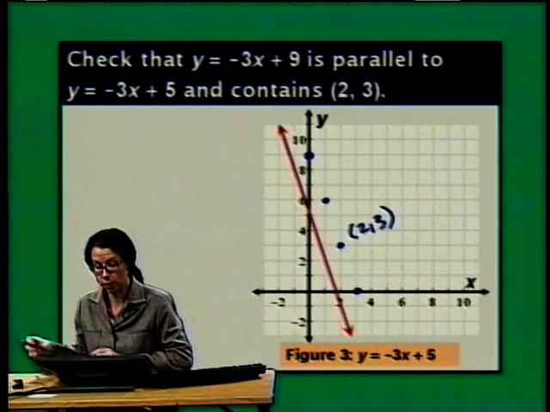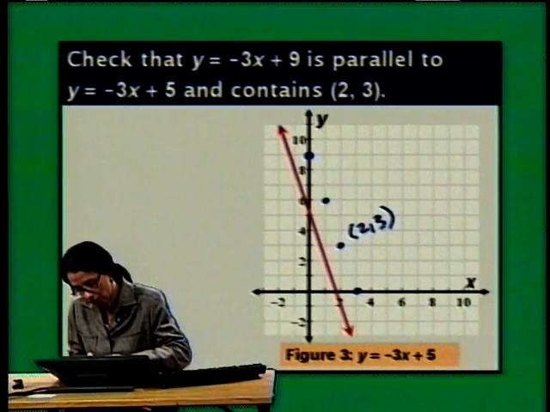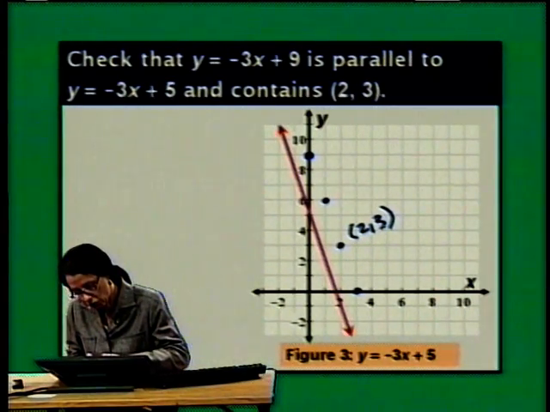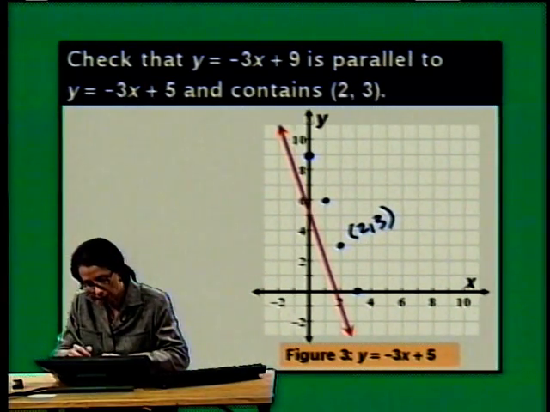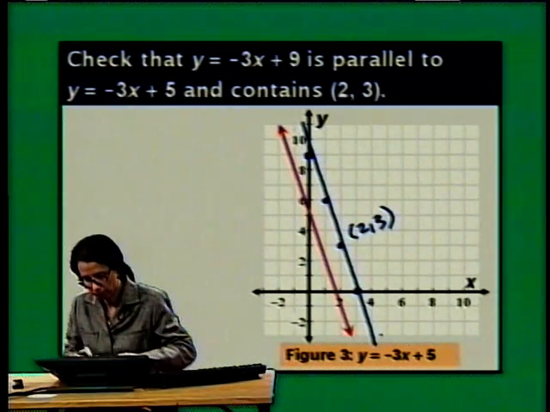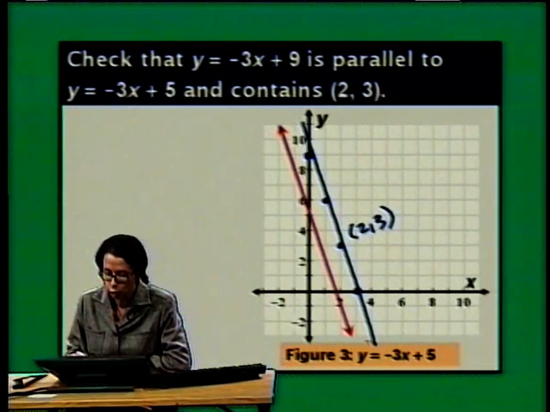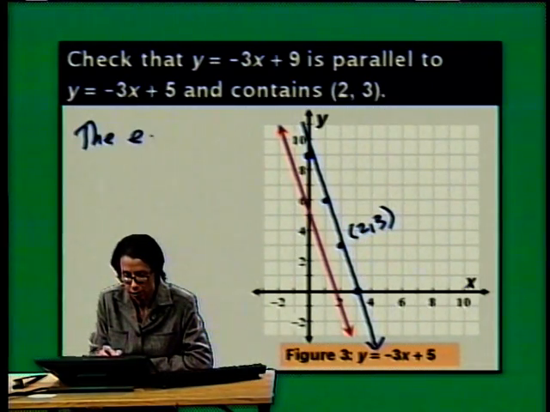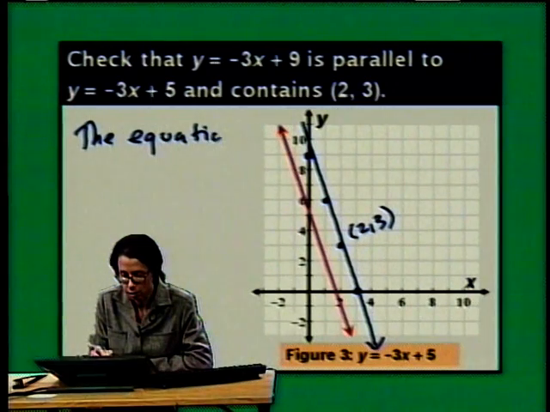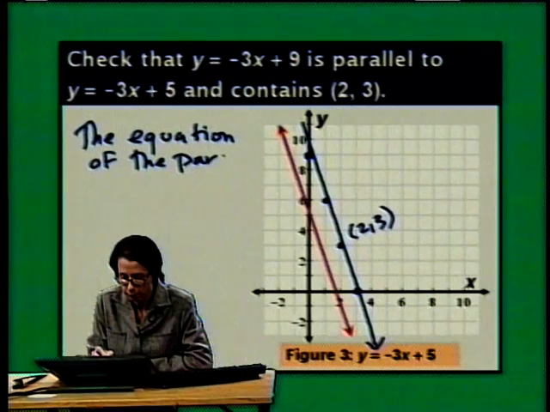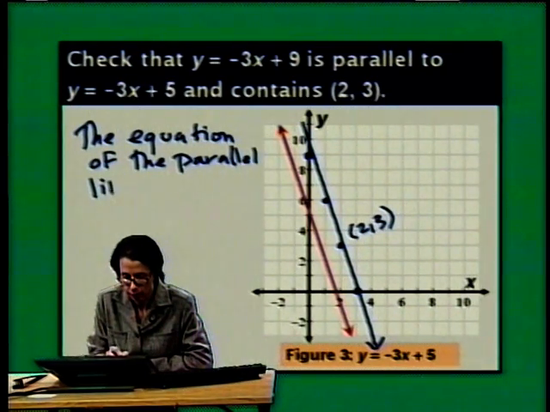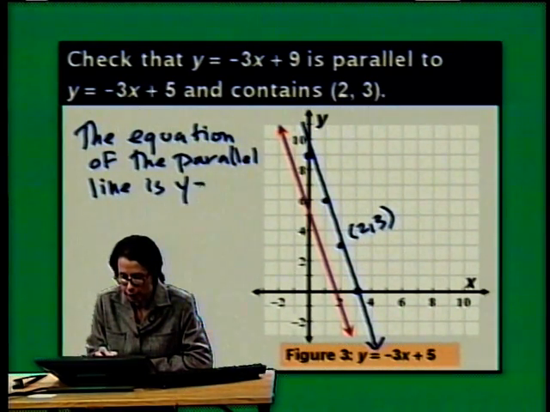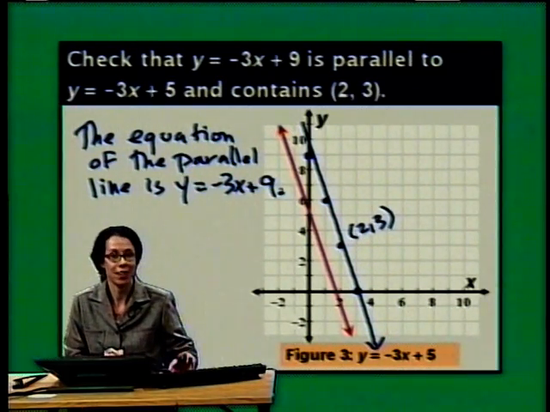Now let me connect these points to show that the two lines are indeed parallel. Looks pretty good. So stating a conclusion, the equation of the parallel line is y equals negative 3x plus 9. Let's do another example.